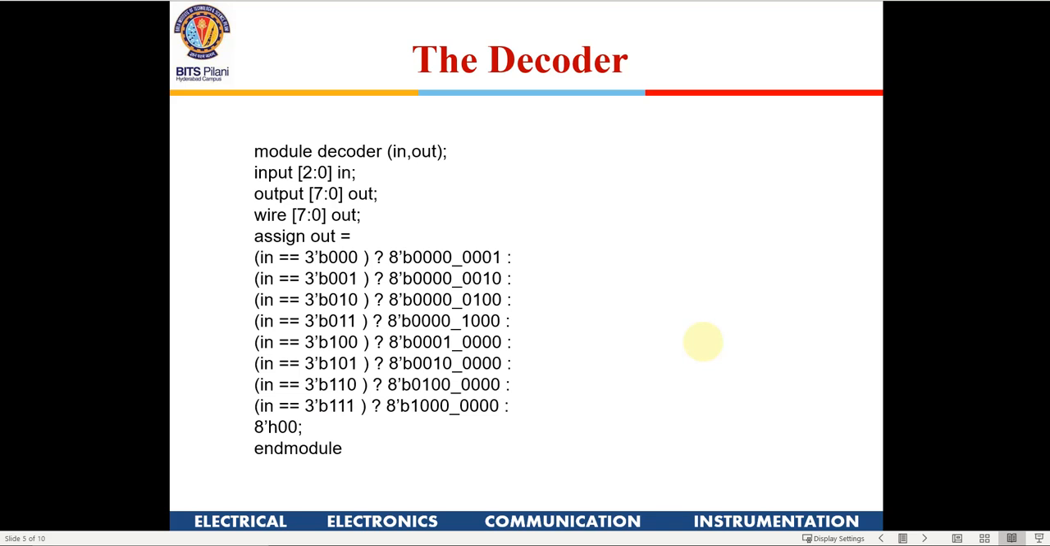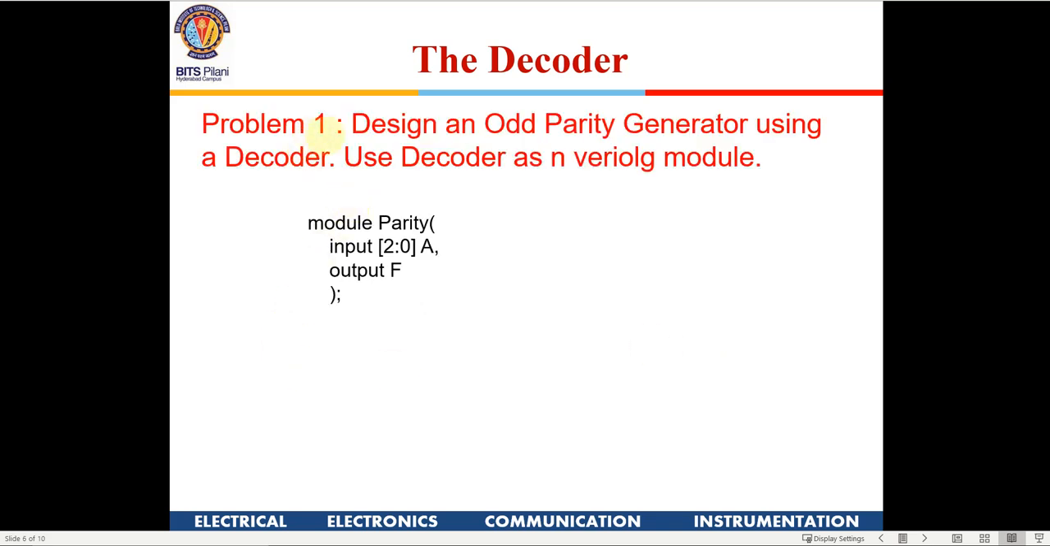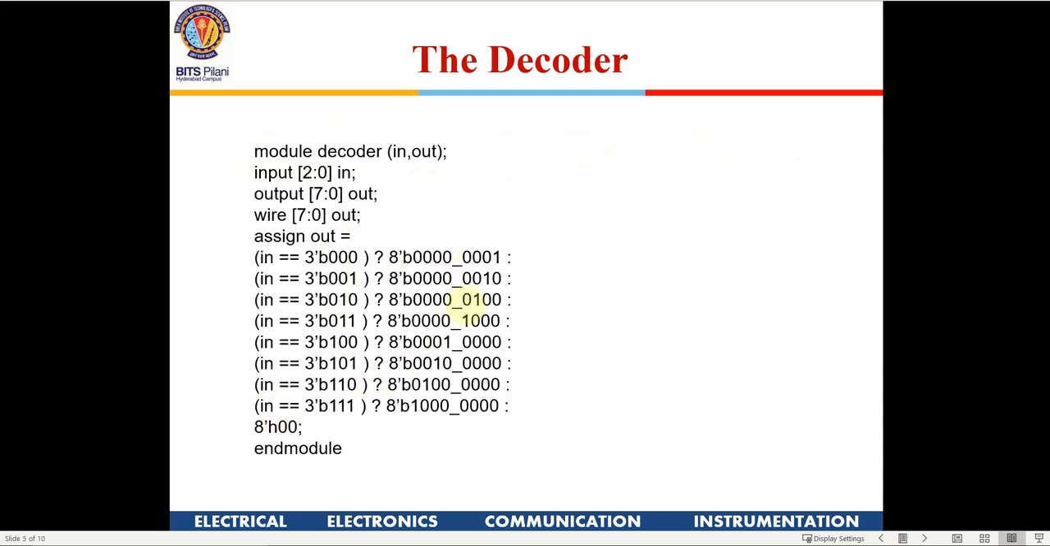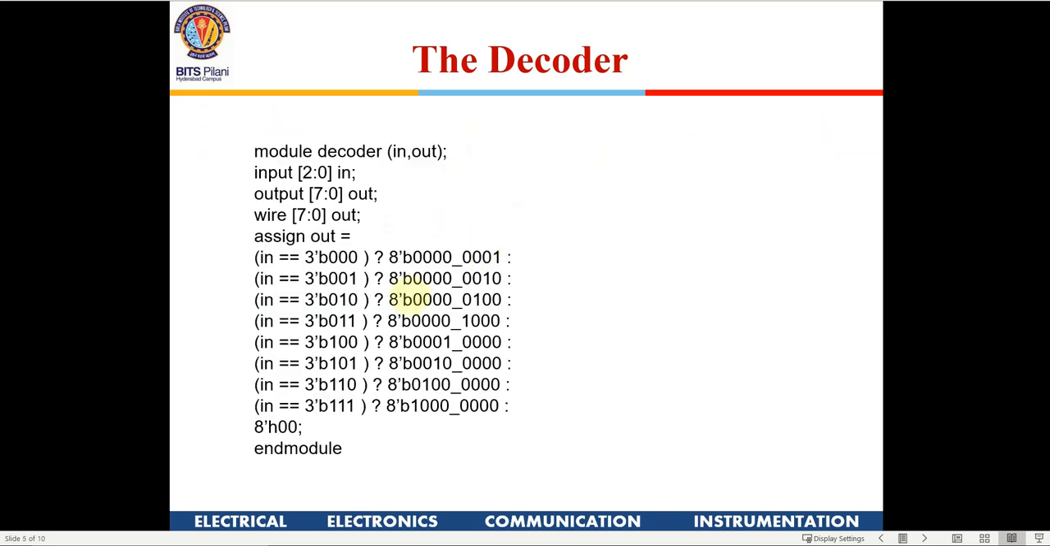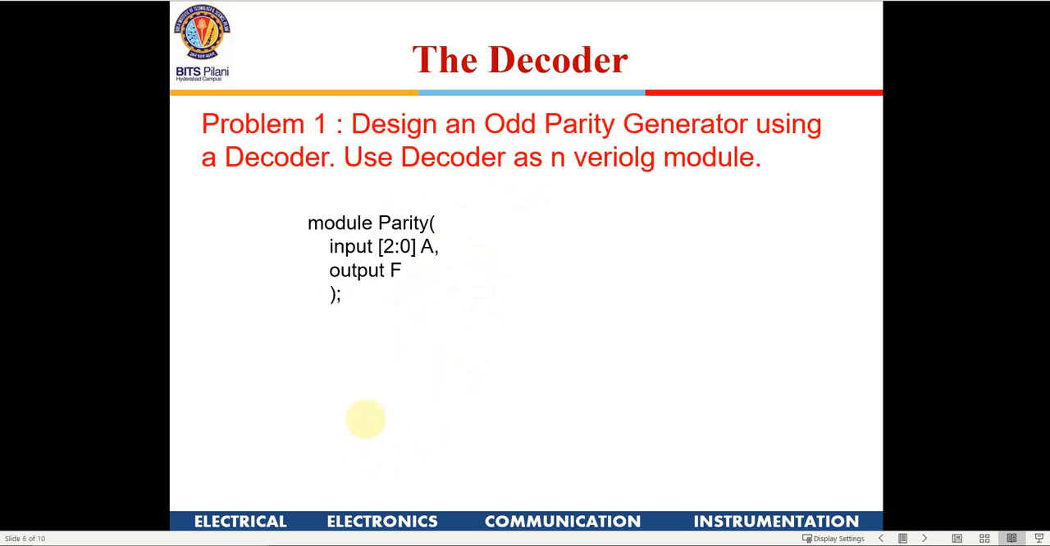Okay, so once we have done with the decoder, this is going to be your problem: you have to design an odd parity generator using a decoder. Okay, so don't modify this code to get a parity generator. I want you to first make a decoder, ensure that it is working, and use the decoder as a Verilog module. Okay, this N is erroneously written here. Use the decoder as a Verilog module and then make an odd parity generator using that.